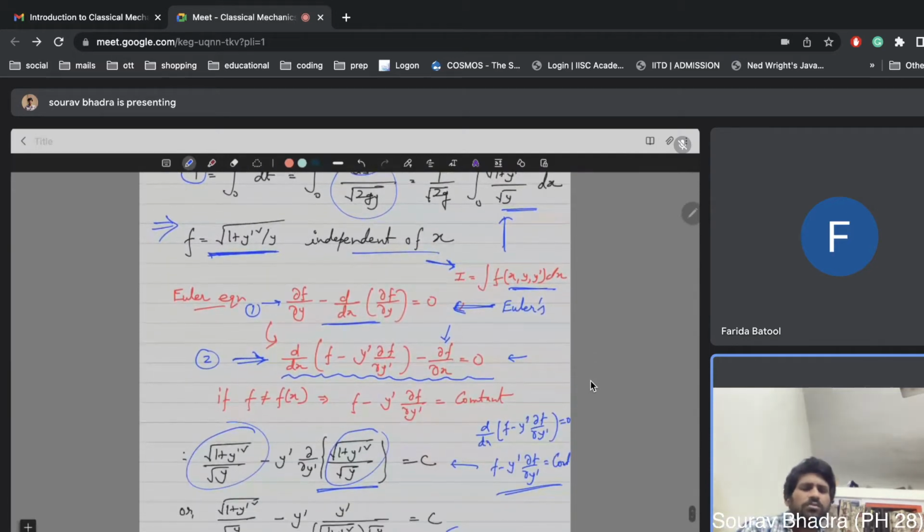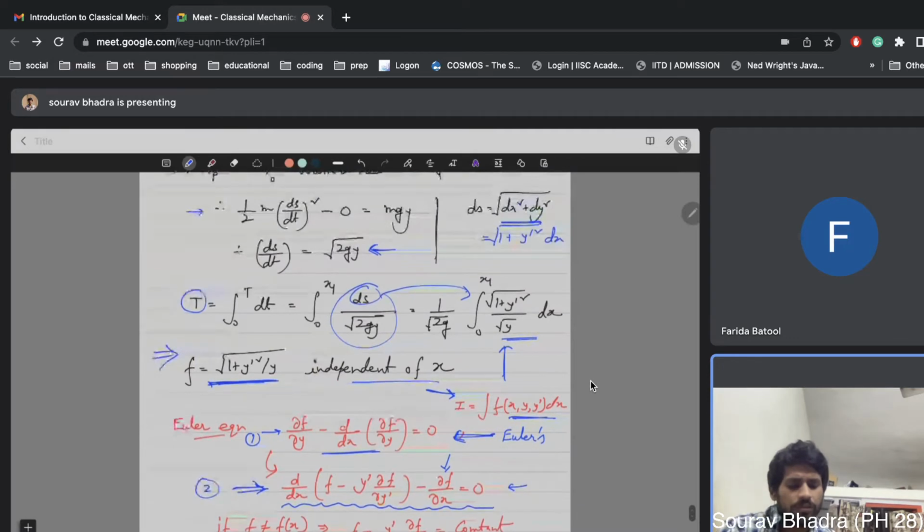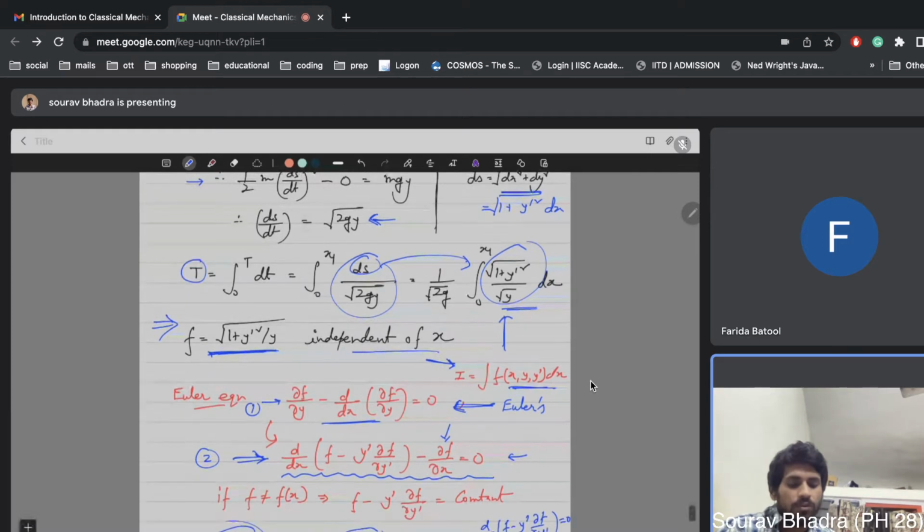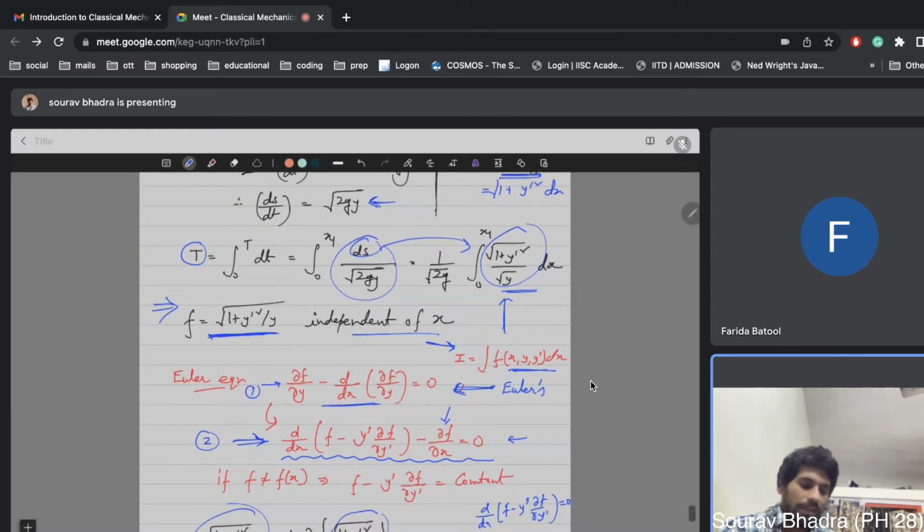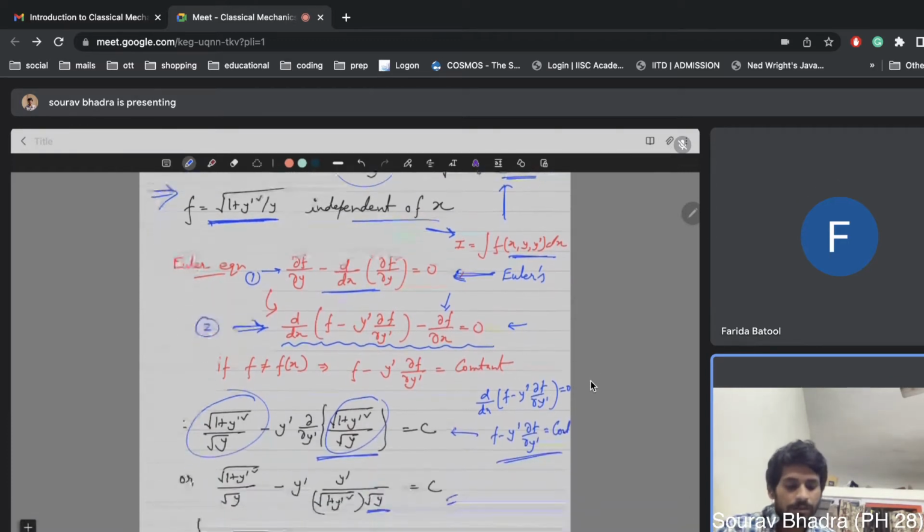It is just to identify which is your actual f, identify the f according to your problem. That is the first part, and the second part is just put it in Euler's equation, and you will get the result for any of the problems. Okay.